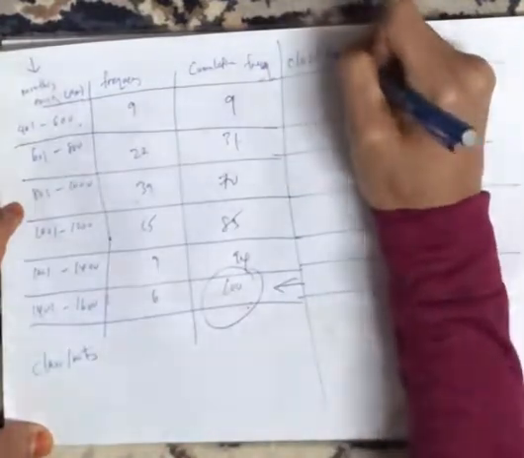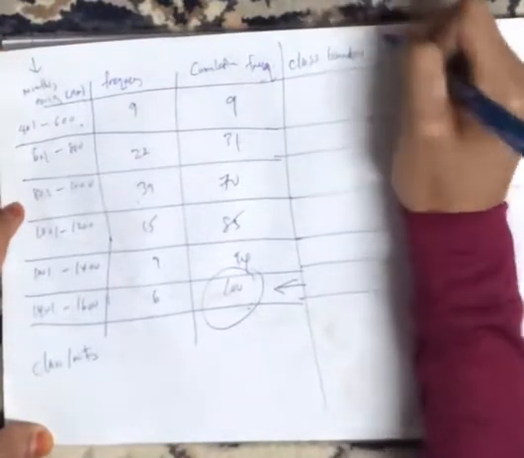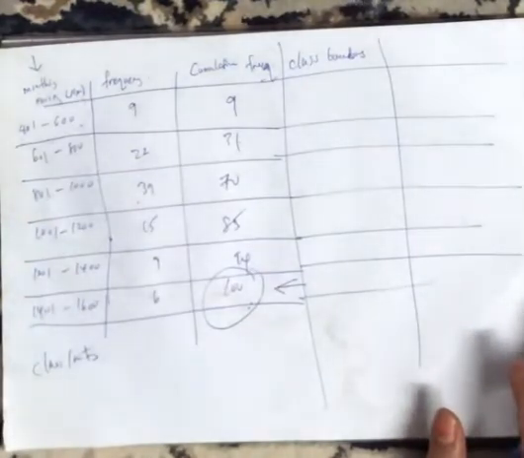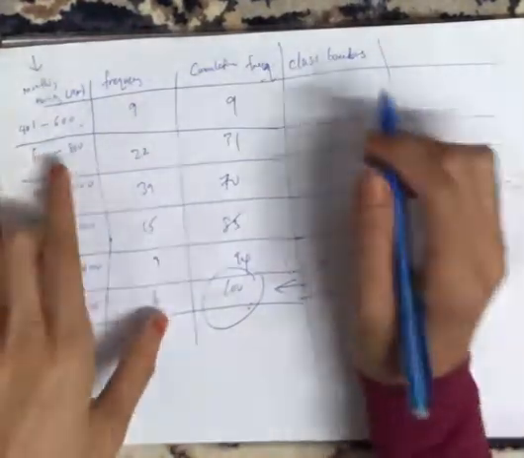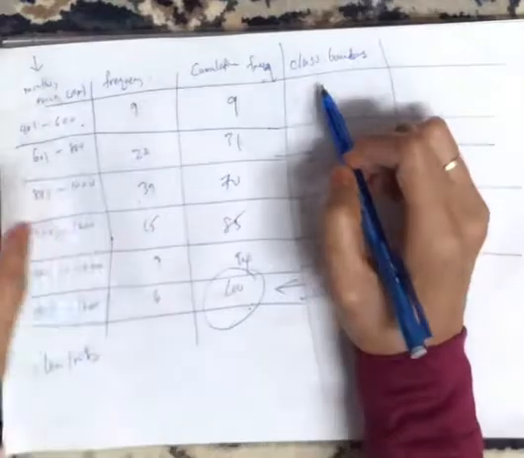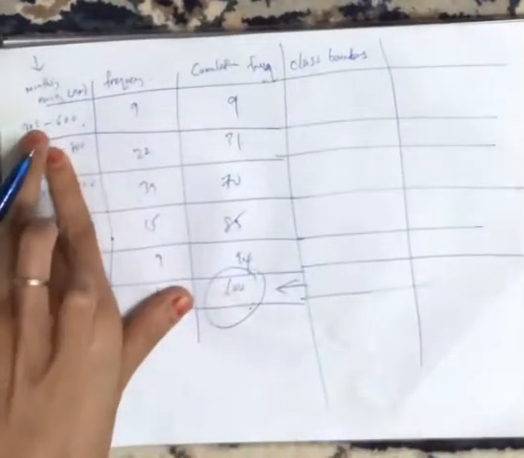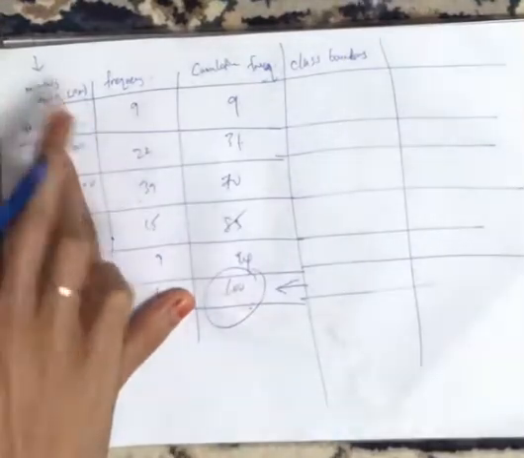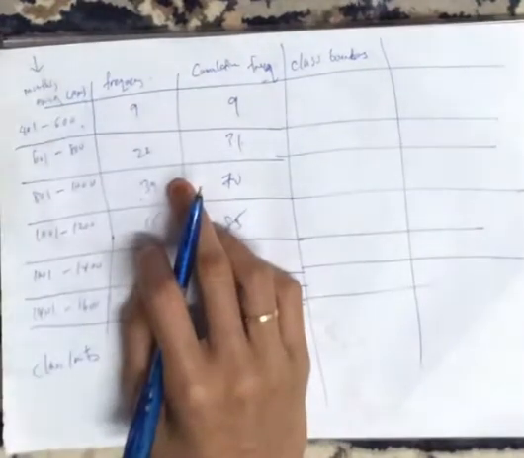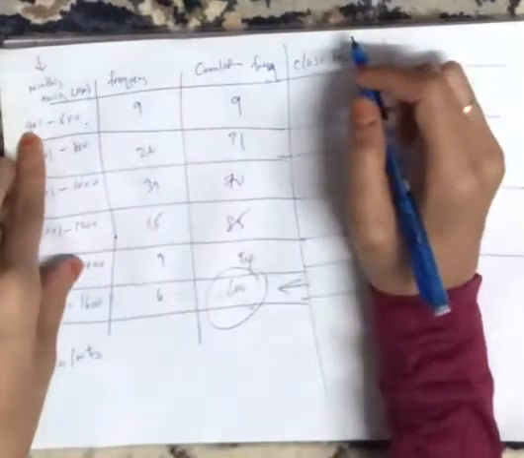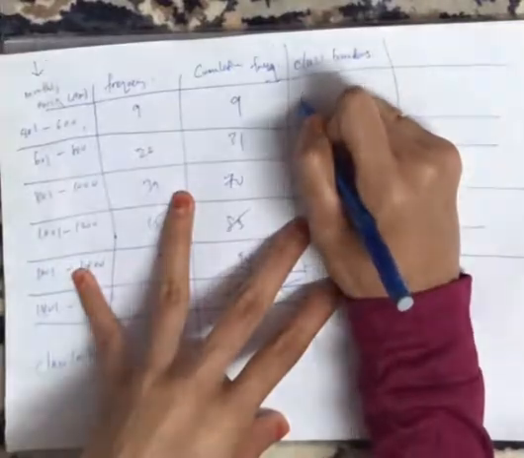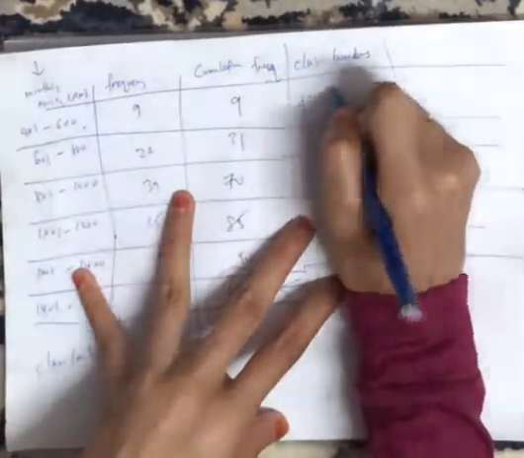What are class boundaries? You may refer to the slide. Class boundaries, for each class, start from the lower limit. For example, we do it for the class 401 until 600 first. For the class boundary, you take the lower limit and minus 0.5. So you have 400.5.